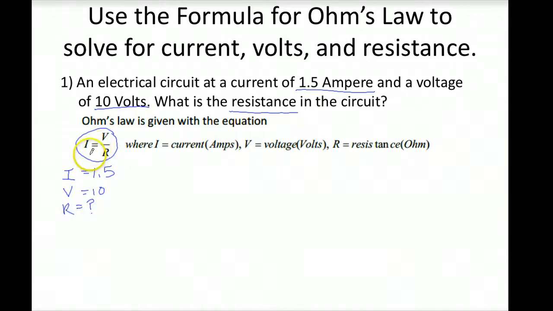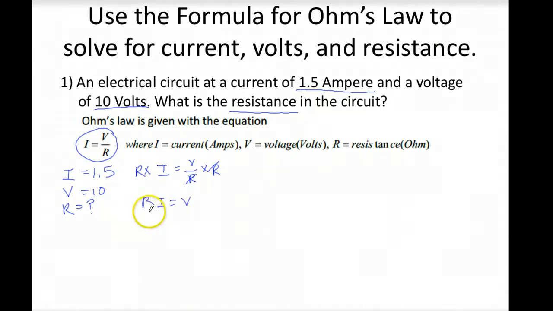Now our formula is given to us in terms of I. So we're told I equals V over R. So we're going to reset this formula so that it's R equals. So we have I equals V over R. First thing I want to do is multiply both sides by R. And on my right side, the R's divide out. So I'm left with Ri equals V.